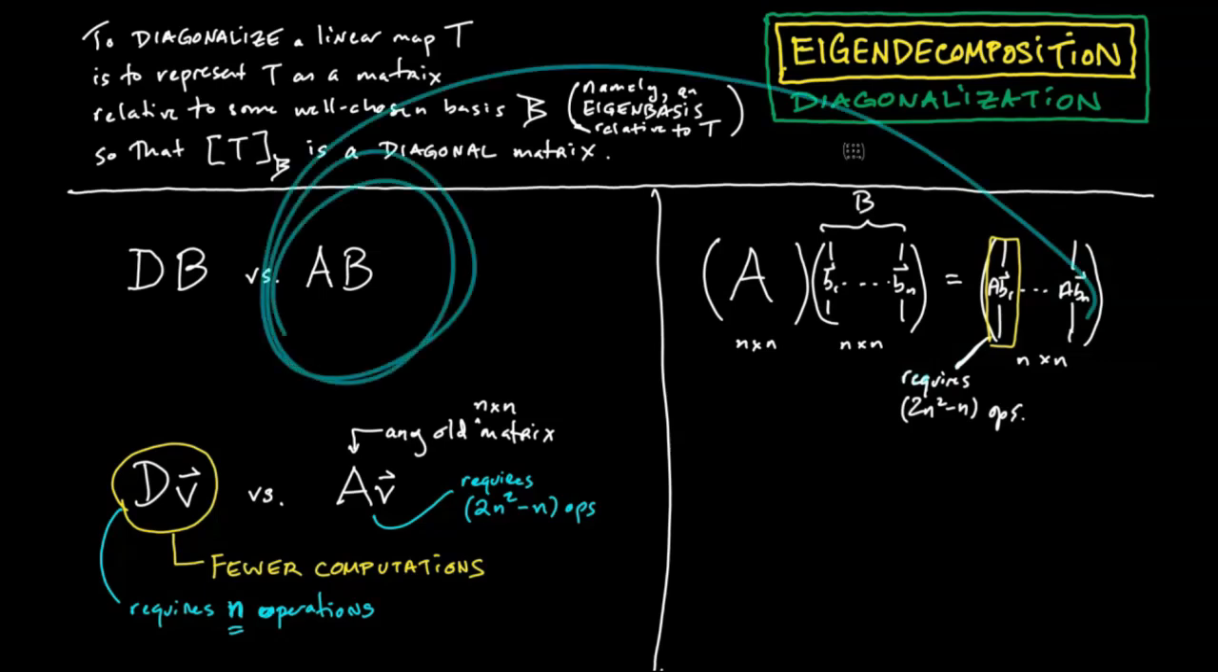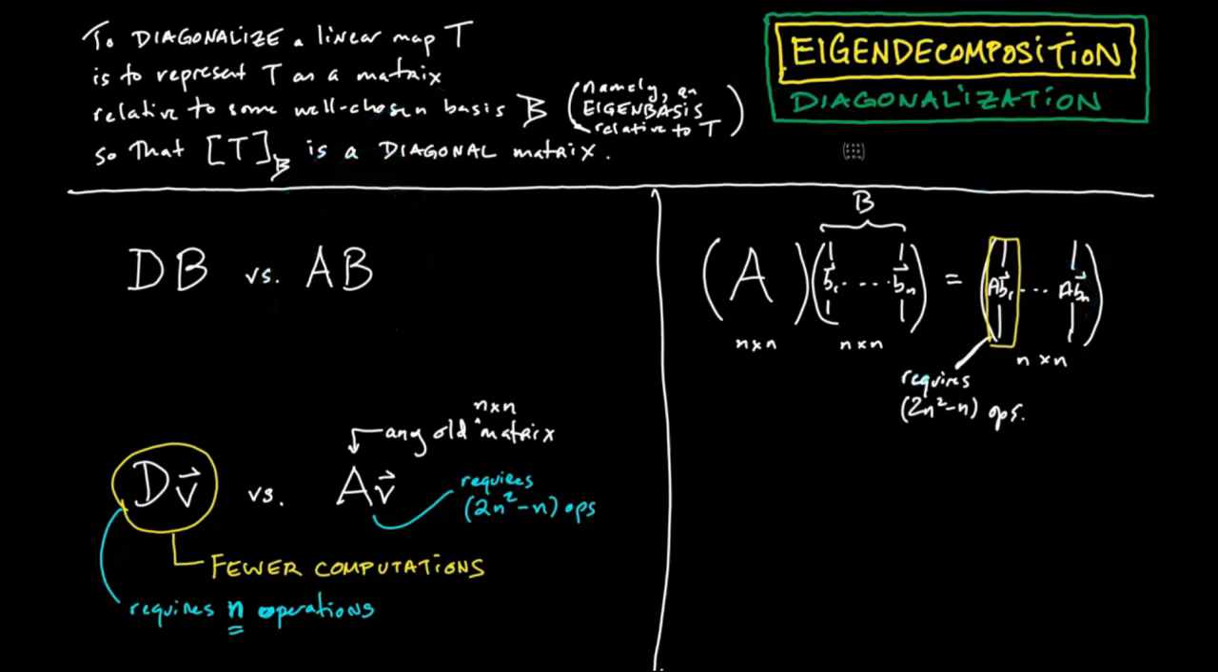So that means the overall process of multiplying those two square matrices together requires n times 2n squared minus n operations. Or in other words, 2n cubed minus n squared operations. So now we've got something that's growing like a cubic. This will get very big very fast.